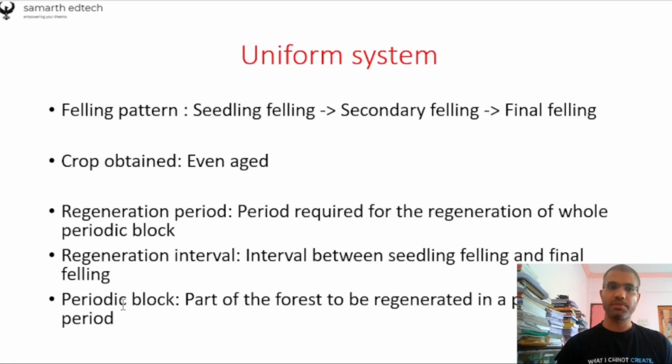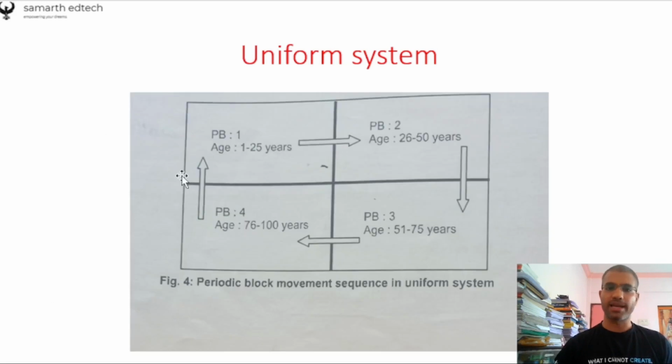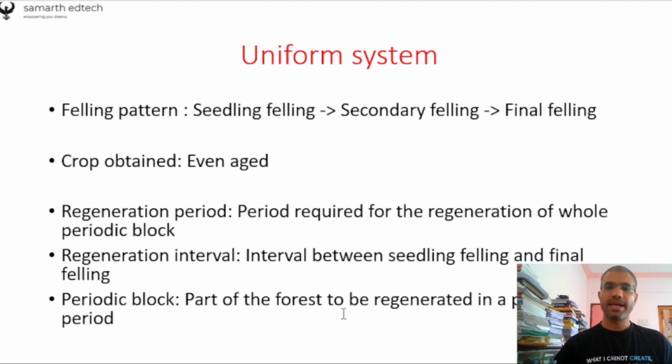We have already seen what a periodic block is in this particular diagram. Okay, so this is a periodic block. The entire forest has been divided into 4 different periodic blocks over here. So a periodic block is a particular region in which the entire regeneration is carried out. Okay, so it is a part of the forest to be regenerated in a particular period.